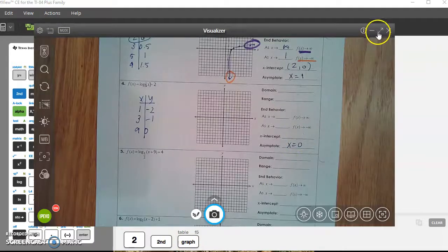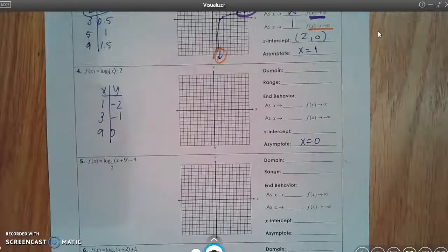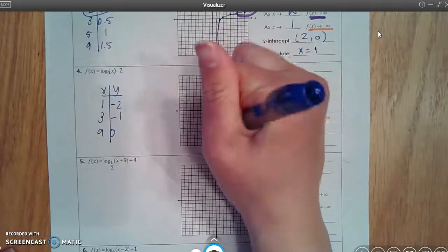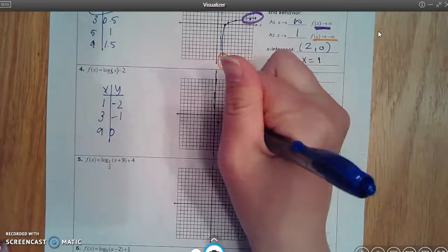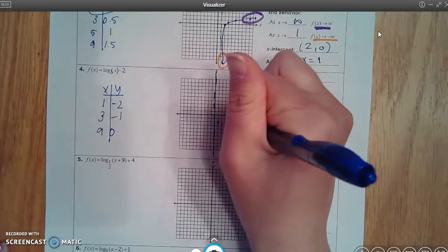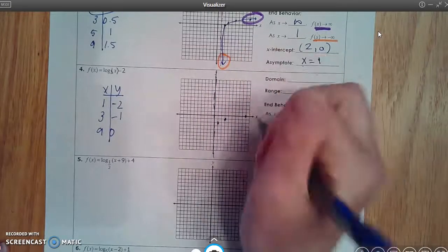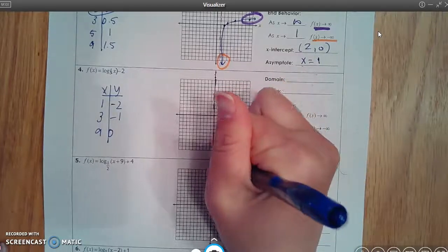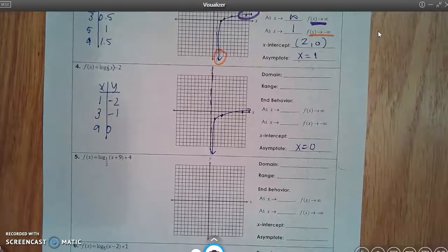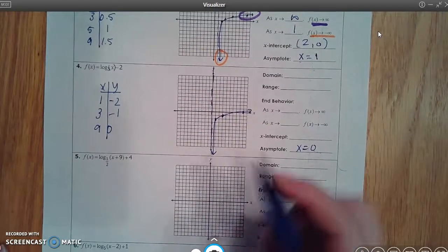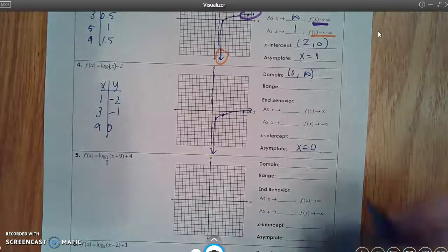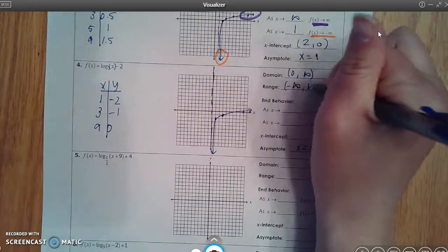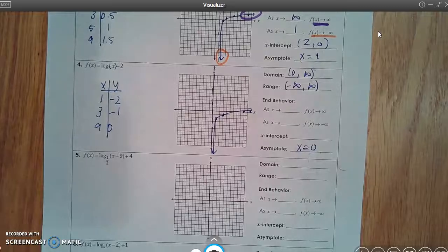And let's get the rest of this graph. Okay, so x equal to 0, here's my vertical asymptote. I have a point at (1, -2), (3, -1), and then (9, 0). Domain, the furthest left that I go is when x is 0. It goes to the right forever, so it goes to positive infinity. My range is always from negative infinity to positive infinity.